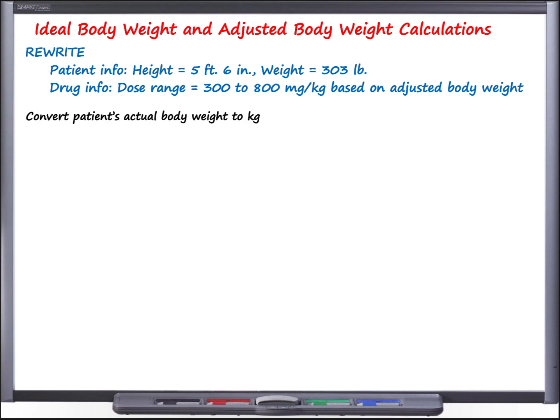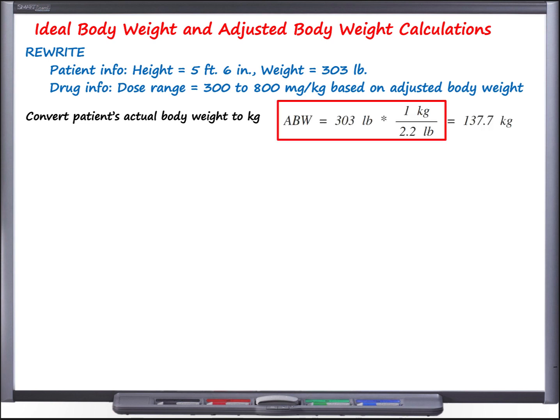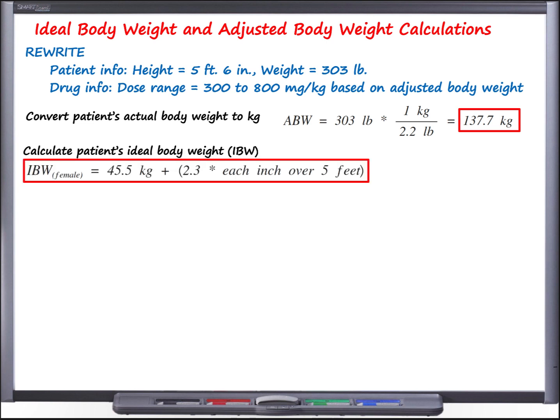The first step we're going to want to do is to convert this patient's actual body weight from pounds to kilograms. Okay, we're going to start bringing up some terms here, so make sure you understand that what we are doing is converting their actual body weight to kilograms. To do this, we take their actual body weight, 303 pounds, and multiply it by the conversion of 1 kilogram per every 2.2 pounds. Pounds will cancel, and you can see that 303 pounds is equal to 137.7 kilograms. Easy breezy.